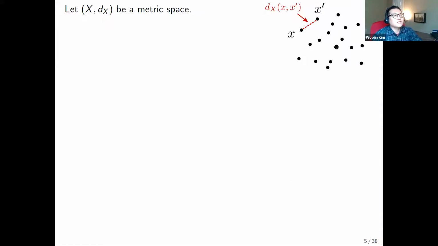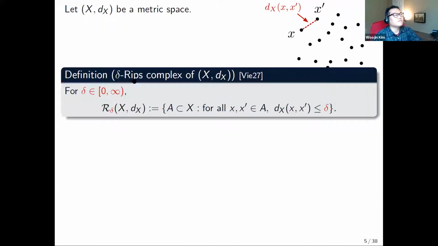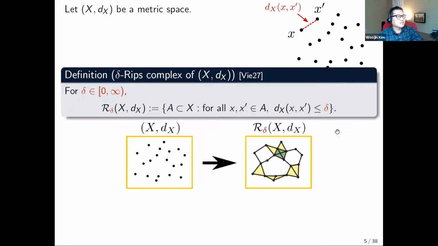So suppose that we have a metric space. That means that for every pair of points, we have a distance between them. There might be some dissimilarity measure between two data points. Then we can define the delta-Rips complex as follows. Delta is a positive number. Then the delta-Rips complex of the metric space is the abstract simplicial complex which consists of all subsets A of X, where for every pair of points in A, the distance between them is less than or equal to delta. For instance, if I choose a certain delta for this metric space, that delta-Rips complex may look like this. There is an edge between two points because the distance between them is less than or equal to delta. And there is a triangle on top of three points because the pairwise distances are less than or equal to delta.